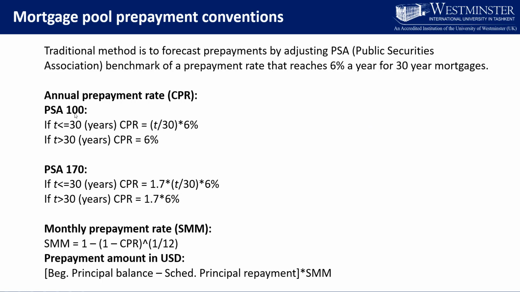If we're using faster prepayment, which is PSA 170, then we can scale this up. If you have another market outside of the US where borrowers tend to prepay faster, then you can just scale this up to a higher amount. PSA 170 just means take PSA 100 and multiply by 1.7. So 1.7 times 6% will be the new limit. Now you can go from the CPR to the monthly prepayment rate using this formula. You can practice this in Excel. The prepayment amount in USD will then be calculated using this formula: beginning balance minus the scheduled principal payment, and then you multiply it by the monthly rate of prepayment. In the next video, I'll show some examples using a spreadsheet.